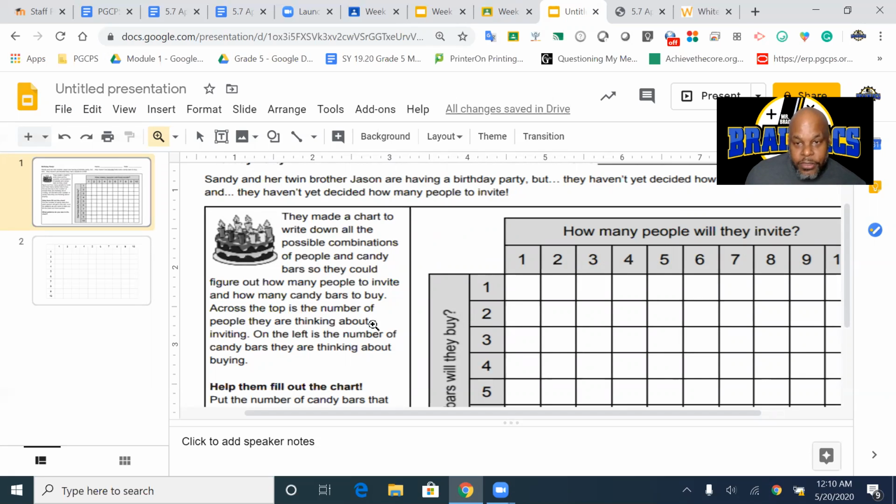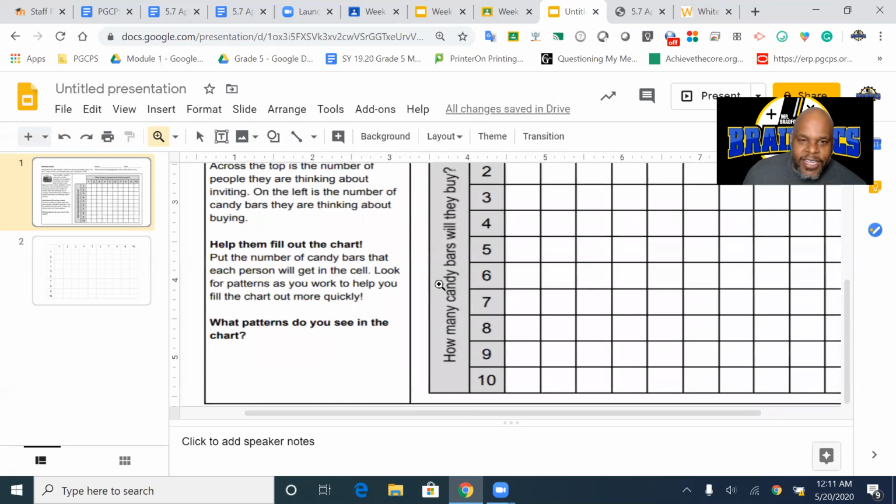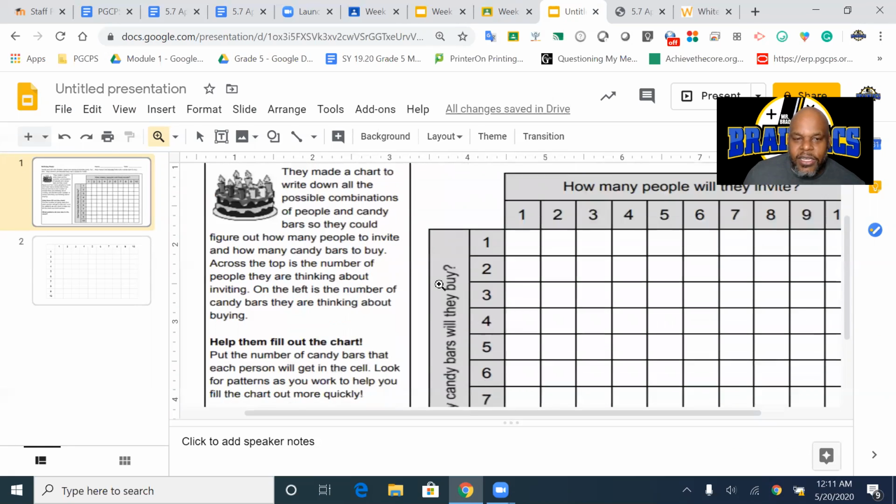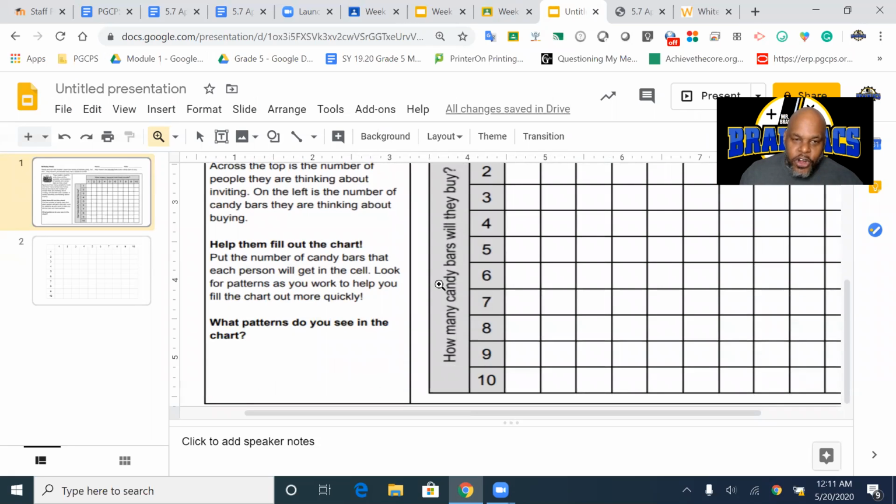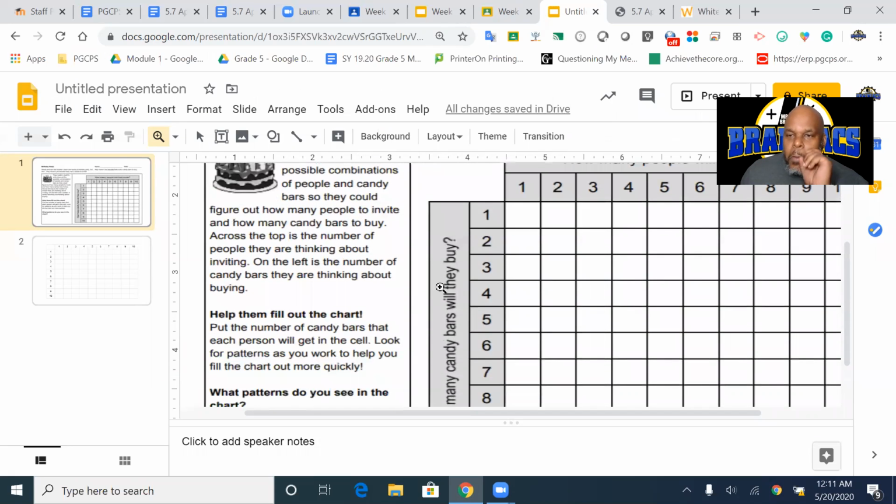Across the top is the number of people they're thinking about inviting. On the left is the number of candy bars they're thinking about buying. Help them fill out the chart, put the number of candy bars that each person will get in the cell. Look for patterns as you work to help you fill out the chart more quickly.